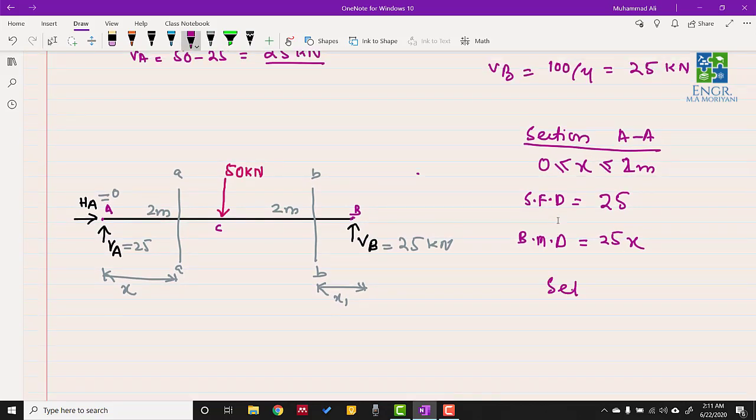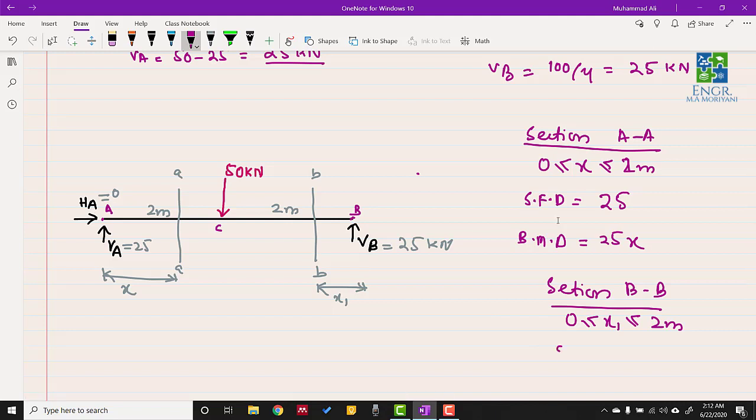Similarly, for section BB, we can also find the equations, but now we will be taking the right portion of the beam because this is computationally less laborious. Whatever equation we generate for section BB will be valid for x1 greater than or equal to 0 and less than or equal to 2 meters, or in other words, this represents the portion C and B.